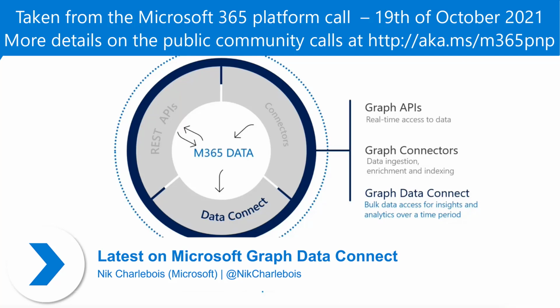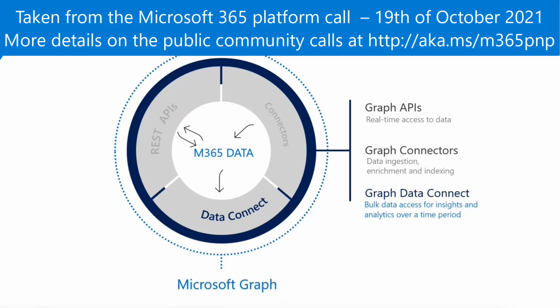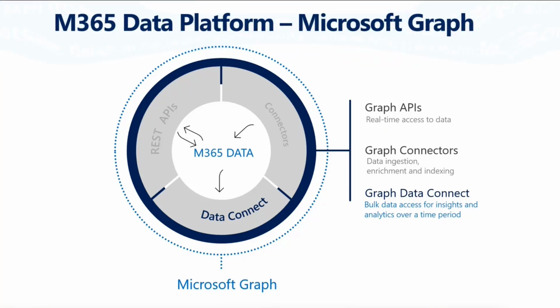And today we're going to be talking about Microsoft Graph Data Connect. So what is Microsoft Graph Data Connect? Well, first off, when you think of the Microsoft Graph ecosystem, there are really three main components to it. The first one, which is the one you're seeing on the top left of this infogram here, is the REST APIs. REST APIs have been around for several years now.